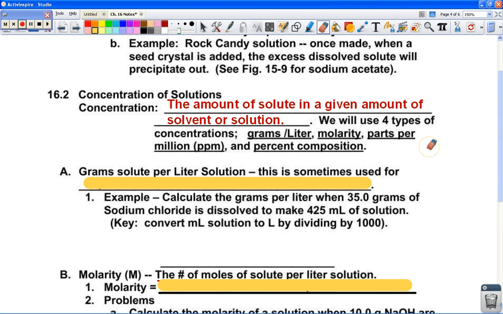So we continue. You'll notice from the bottom that it's, I think, standard 6D, that you guys need to know all four of these kinds of concentrations. We're going to start with the easy one, the simplest one that's out there, and it's the grams of solute per liter of solution. This is sometimes used for aqueous solutions where the solute is a solid.